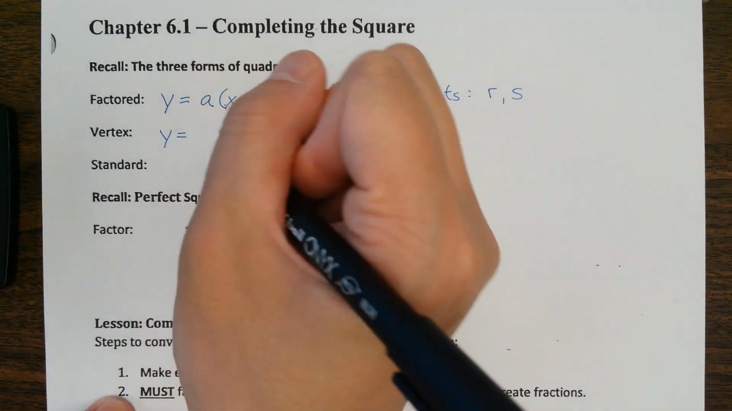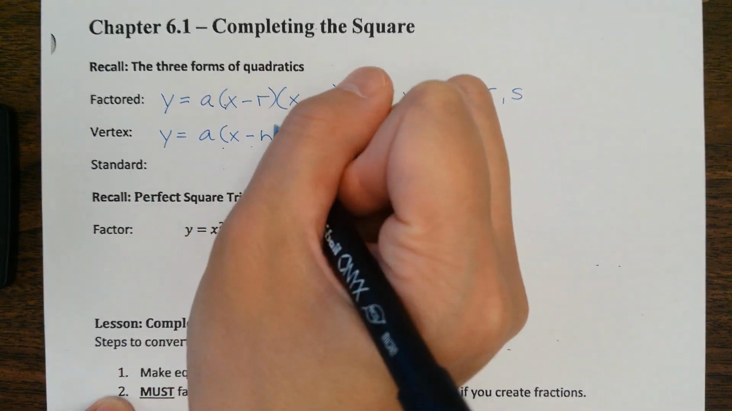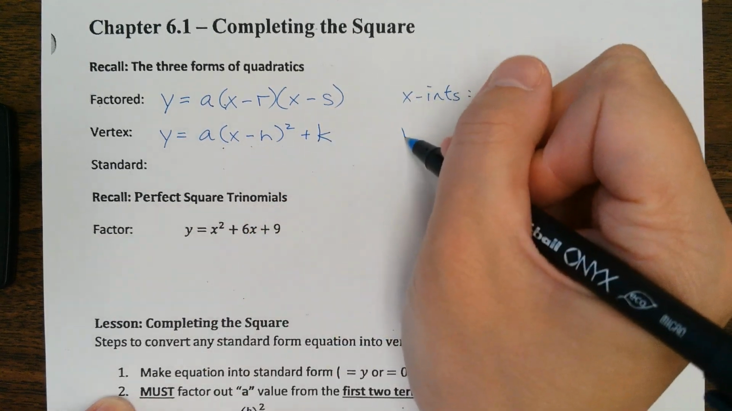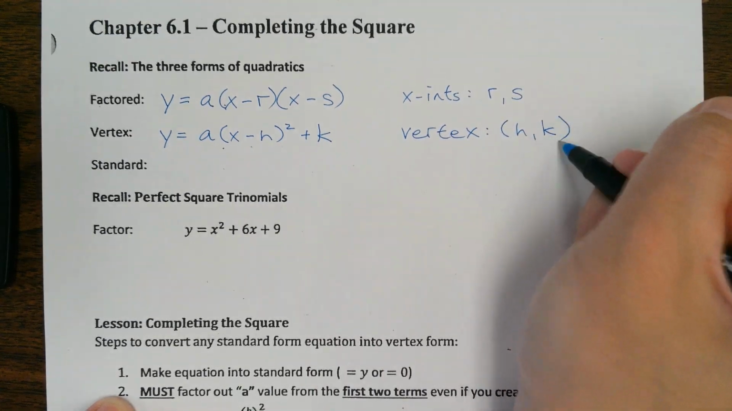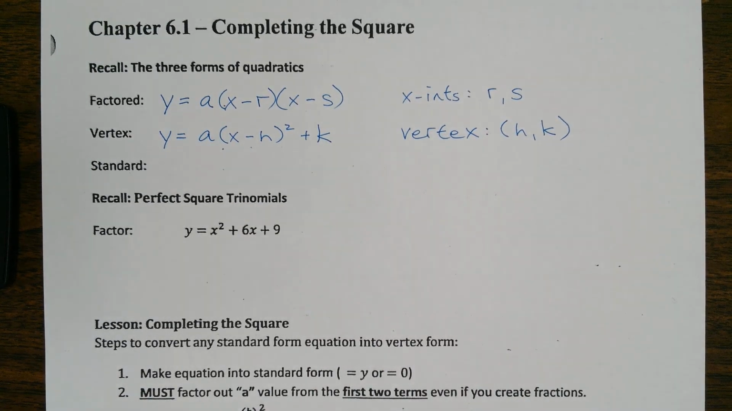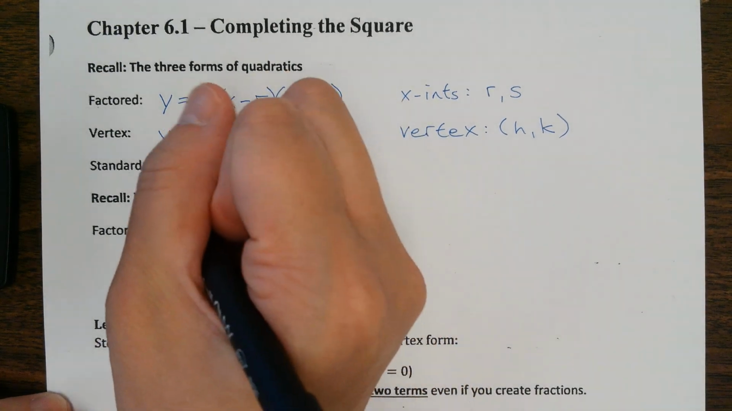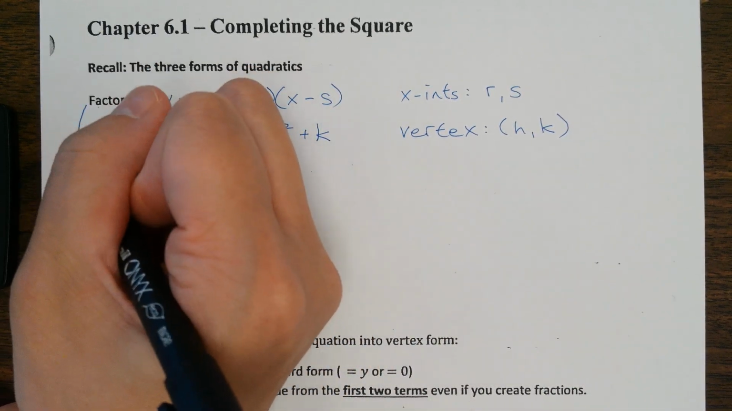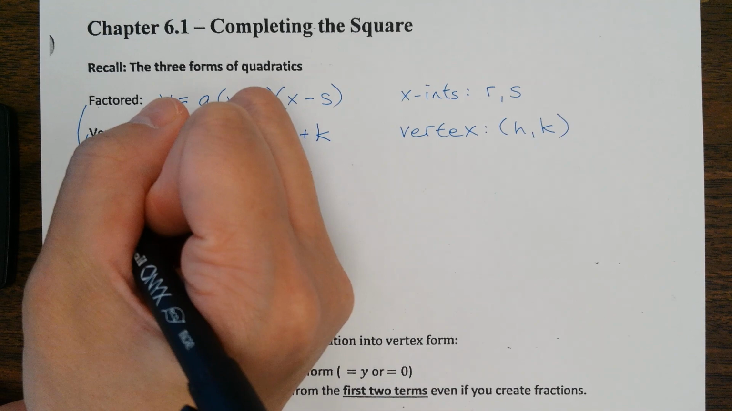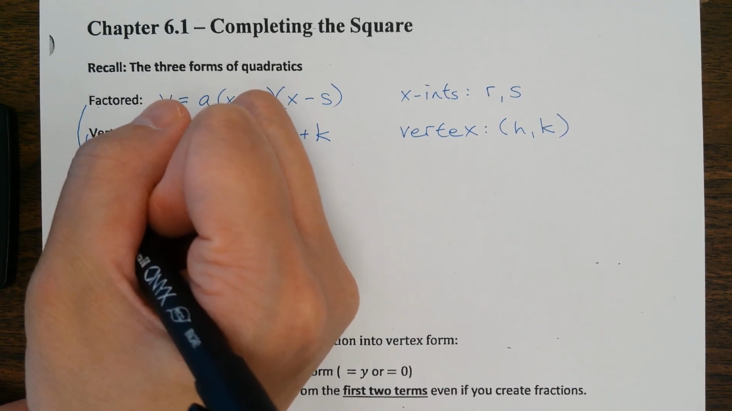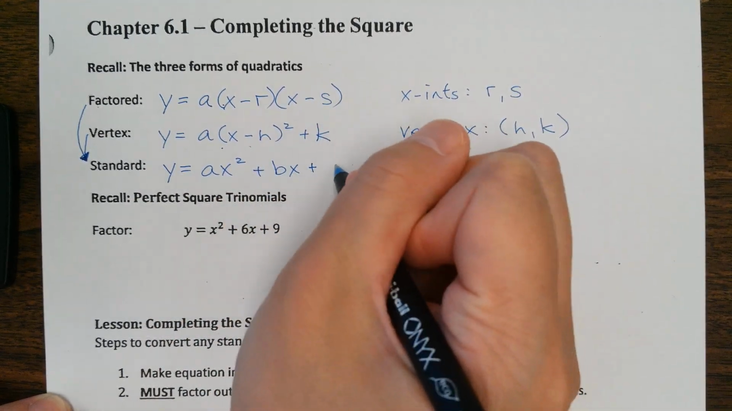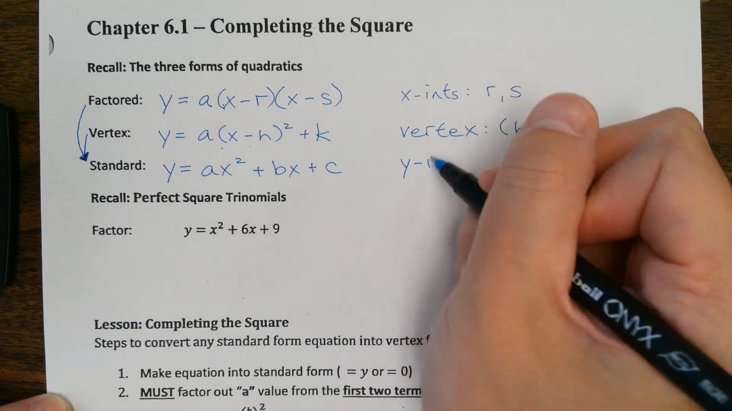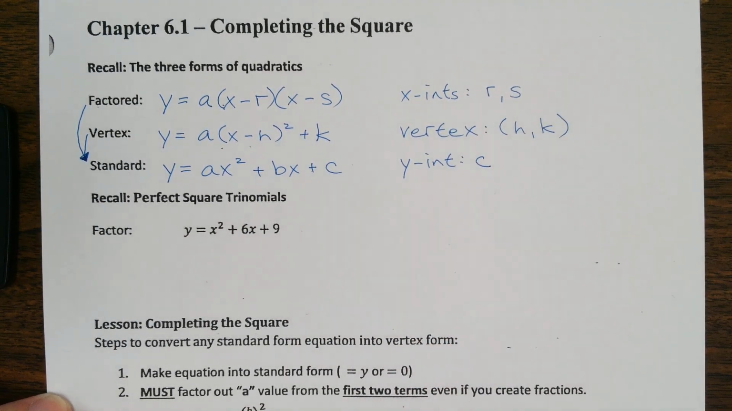We also have vertex form, where it's this, and it tells us our vertex, h, k. Okay. And then from those 2 forms, by expanding, we knew how to change it into standard form. Y equals ax squared plus bx plus c. And that told us y-intercept was c.